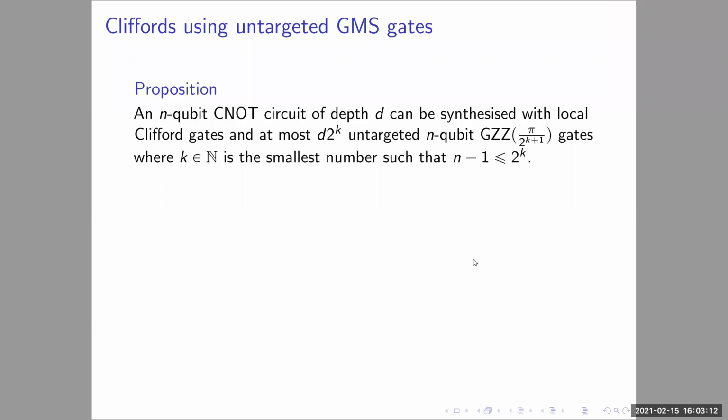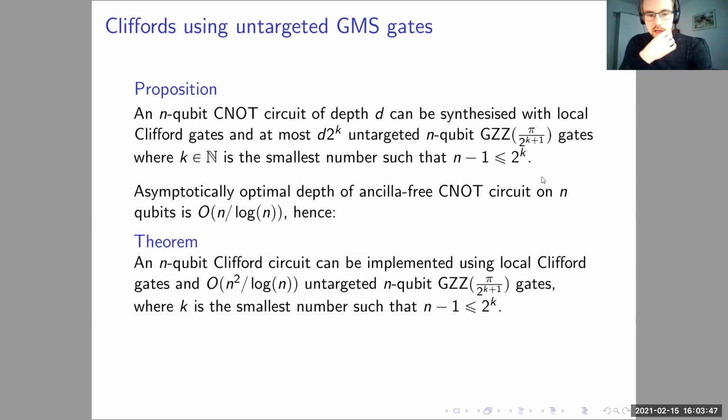The result of this is that if I have an n-qubit CNOT circuit of depth d, I can synthesize this with local Clifford gates and at most d times 2 to the k untargeted n-qubit gates, where k is the smallest number such that n-1 is smaller than 2 to the k. So 2 to the k is the smallest power of 2 over n. Again, you need to make these phases smaller because you need to end up with a Clifford phase in the end. It turns out that the asymptotic optimal depth of an ancilla-free CNOT circuit on n qubits is n over log n.